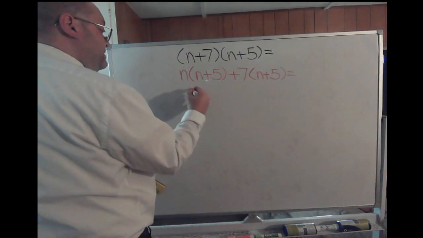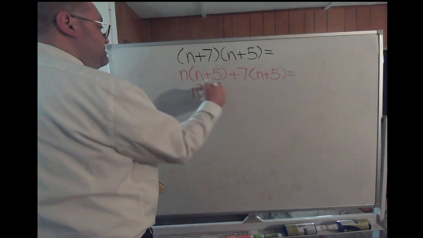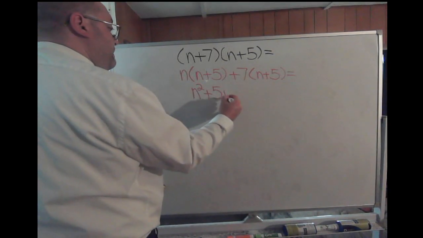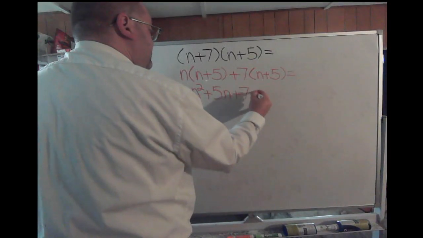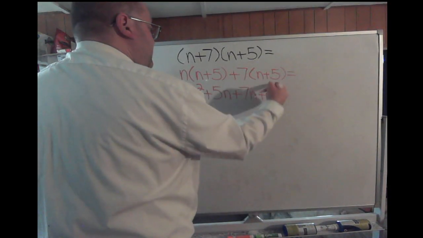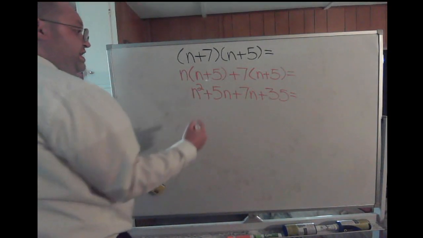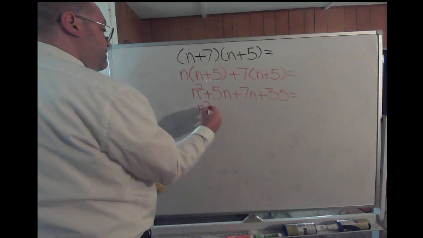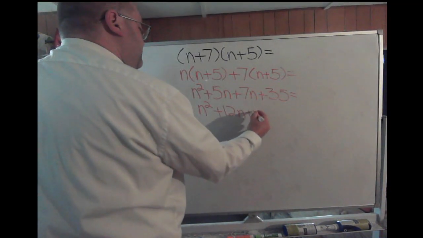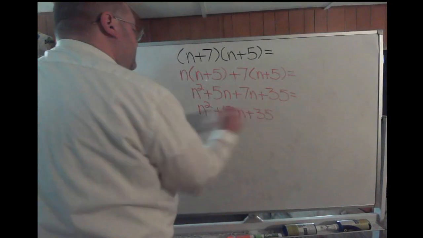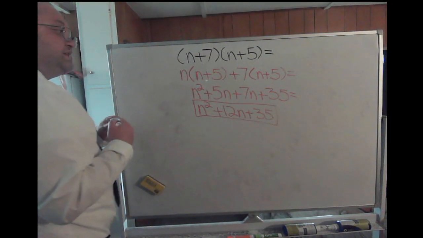You'll take n times n, that'll be n squared. Then you'll have plus the n times 5, which would be 5n. Now you have plus 7 times n, which is 7n, plus 7 times 5, which is 35. You just go through and simplify the 5n and 7n, you'll get n squared plus 12n plus 35. So the answer you should get here is n squared plus 12n plus 35.